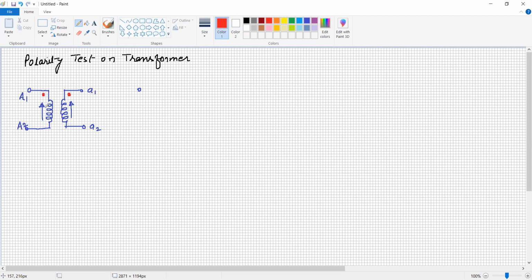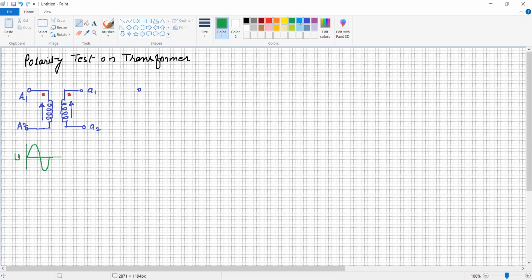It means that at the same direction of EMF induced, say this is the waveform you have applied to the transformer primary winding. During maximum positive, this is also the maximum positive. It is the minimum. Okay.